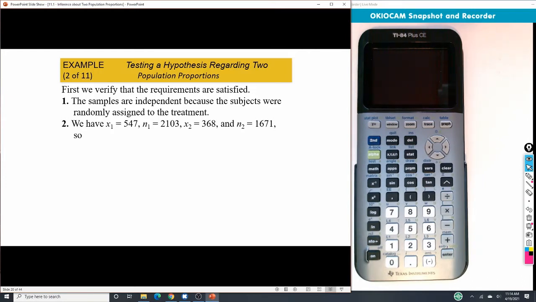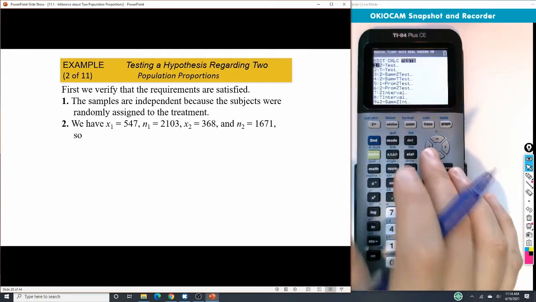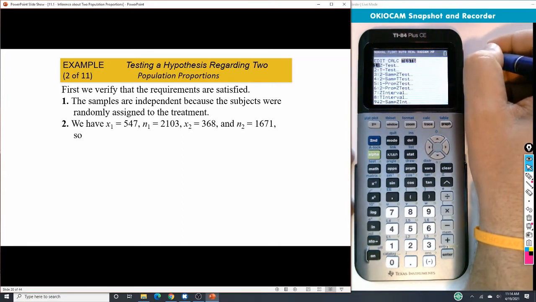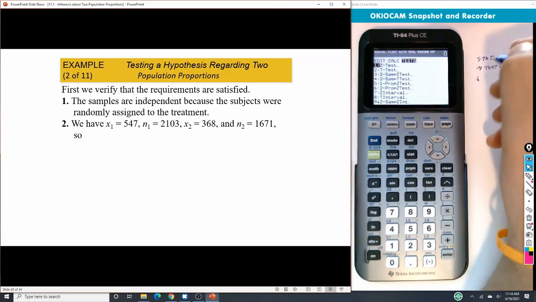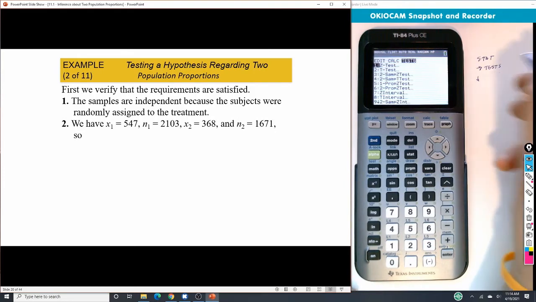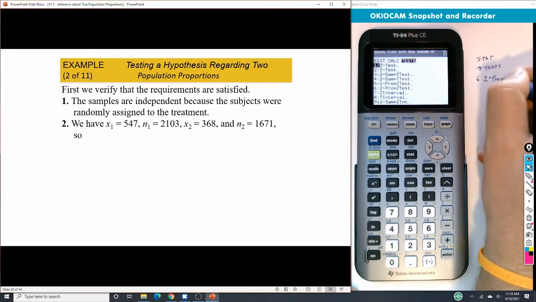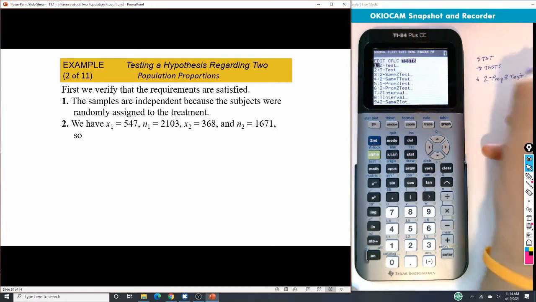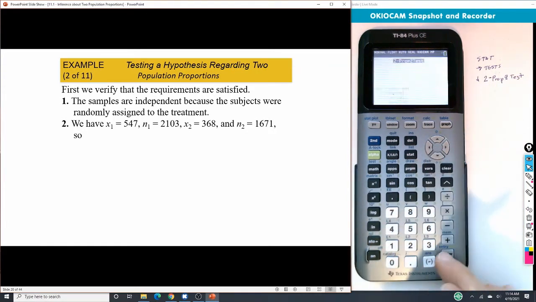To get into our hypothesis test, let's turn the calculator on. Let's go to Stat and over to Tests. Because we're dealing with two things, we're going to go down to 2-PropZTest, because that's what we're doing here.